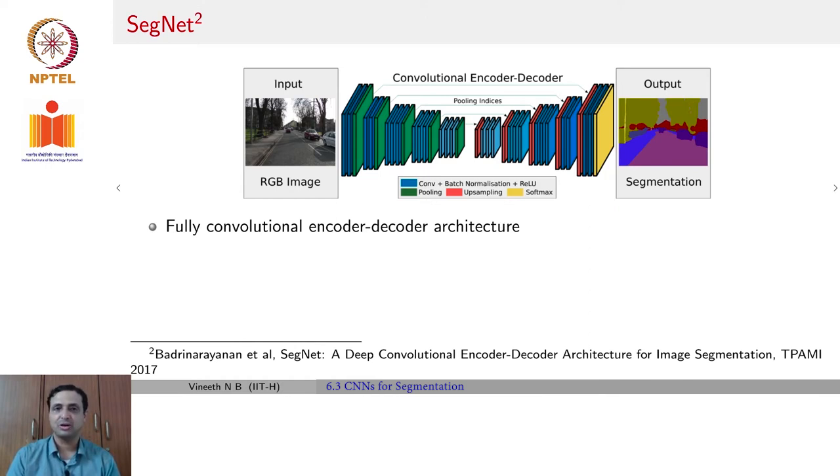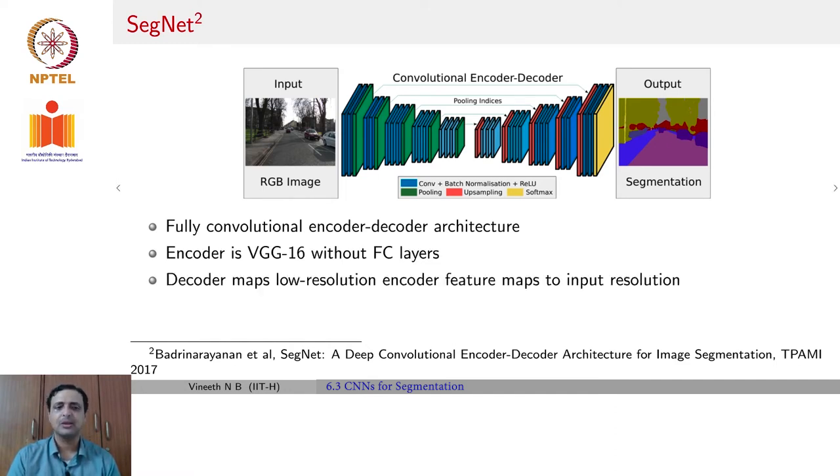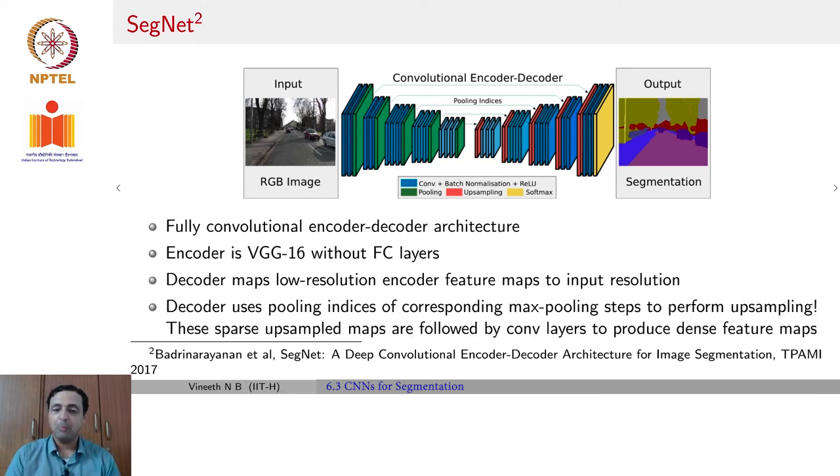How is this different from FCNs? Very similar to FCNs. The encoder is VGG16 without FC layers. The decoder maps the low resolution encoder feature maps to input resolution. Here there is a difference from FCN. FCN had only one upsampling layer towards the end, whereas SegNet has a sequence of decoder layers which mirror the architecture of your encoder. So the encoder and decoder architectures are mirrors of each other. The important contribution in SegNet was to avoid transpose convolution in upsampling.